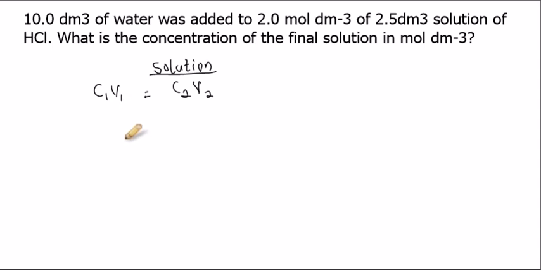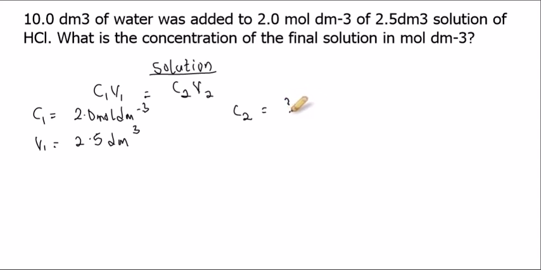Before we proceed, we'll write out the values given in the question. So let's start. C1, from the question, the initial concentration is given to be 2.0 mole per dm cube, and the initial volume, which is V1, is given to be 2.5 dm cube. So for C2, the final concentration, that is unknown, and that's what we are being asked to calculate. Then V2, the final volume.